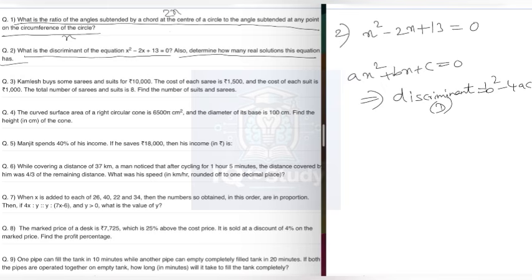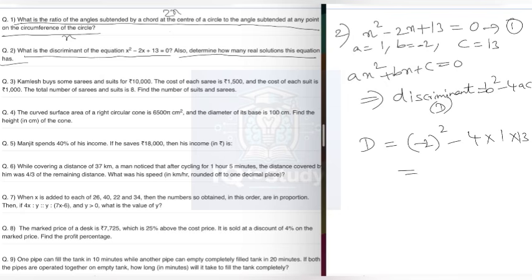Let us consider for equation 1. For this, a is equal to 1, b is minus 2 and c is 13. So discriminant becomes minus 2 whole square minus 4 into 1 into 13, which is equal to 4 minus 52, that is minus 48.